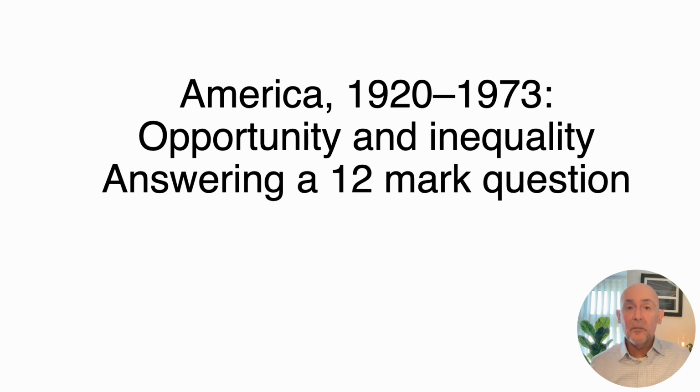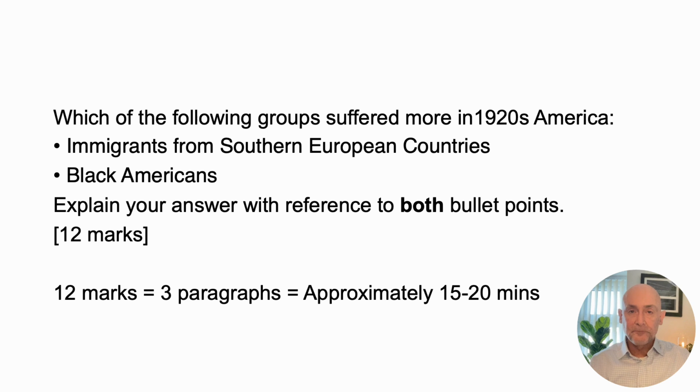Let's have a look at an example question, not taken from any exam paper that's been done previously, a totally different one that we've just made up. It is: which of the following groups suffered more in 1920s America? Was it immigrants from southern European countries? Was it Black America? Explain your answer with reference to both bullet points. Very quickly, as a reminder, it's a 12-mark question, so you should already know that's 3 paragraphs, and generally you want to be spending between 15 and 20 minutes on that kind of question.